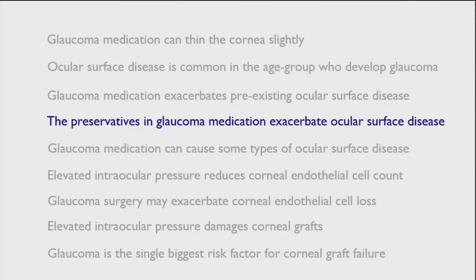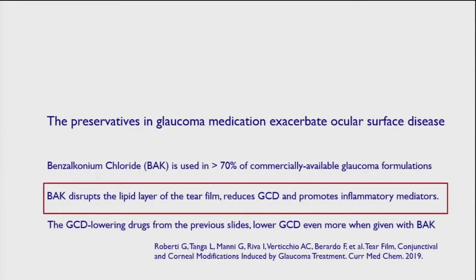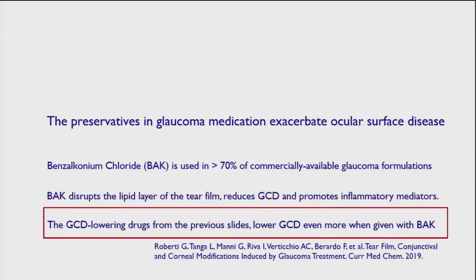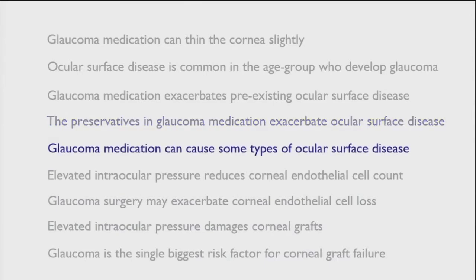The preservatives, obviously, we hear a lot about, and these exacerbate corneal disease. Benzalkonium disrupts the lipid layer of the tear film, reduces goblet cell density, and promotes inflammatory mediators. And if you add the benzalkonium to the effect of the drugs, and we hear a lot about the preservatives, but remember the drugs do this too. You're adding the whole lot together, everything is accentuated.